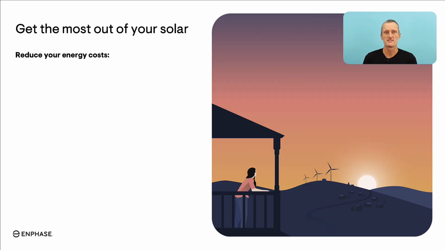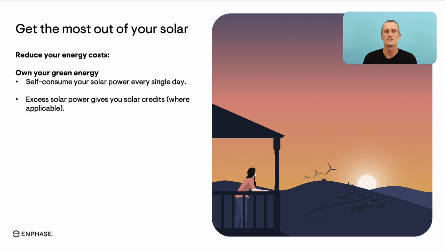For a solar-only system, you can reduce your energy costs by owning your own green energy in the home. You can self-consume your solar power every single day, and you can access solar credits for solar power that is sold back to the grid. Microinverters help you maximize your solar system, and the Enphase app gives you complete overview and visibility into your system's performance.